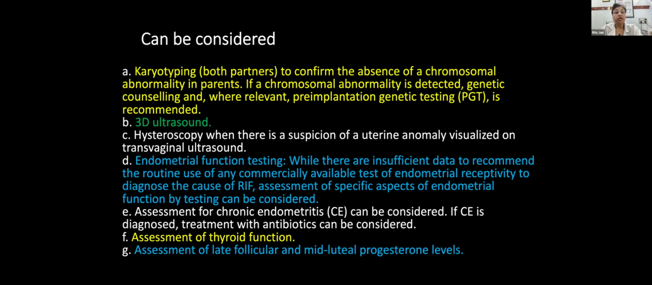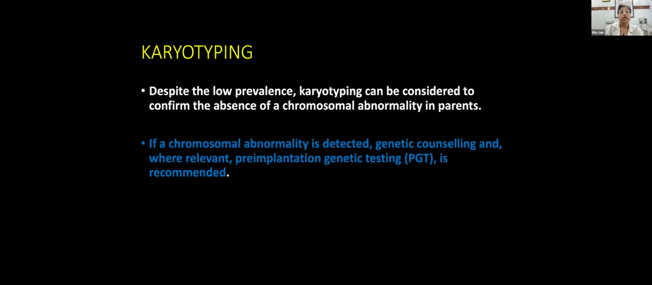3D ultrasound is very important to view the uterine cavity in detail. It gives us much more information regarding the subtle problems. Hysteroscopy, whenever any uterine anomaly is suspected, say polyp, myoma, needs to be done even in cases of previous one IVF failure. Endometrial functional testing can be ordered. Chronic endometritis should be considered, and if it is diagnosed, it has to be treated adequately with antibiotics. Assessment of thyroid function is important, and assessment of late follicular and mid luteal progesterone level is recommended.